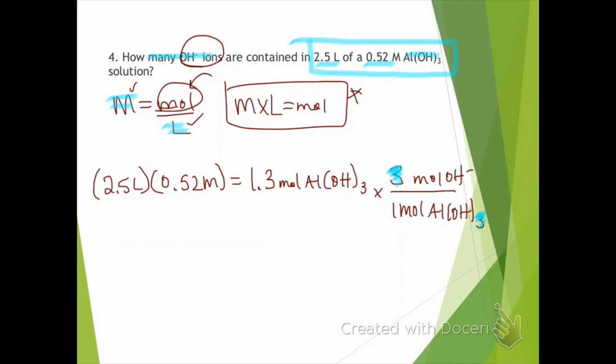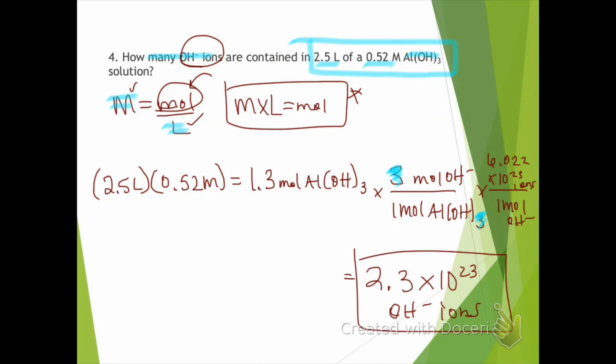But it didn't ask us the moles of OH minus, it asked us how many individual ones. So again, we're going to need to multiply by Avogadro's number here. Upon multiplying by Avogadro's number, we should find that we have 2.3 times 10 to the 23rd OH minus ions present in that solution. We do only get 2 sig figs, so this 1.3, 2.5, all those guys only had 2 sig figs.